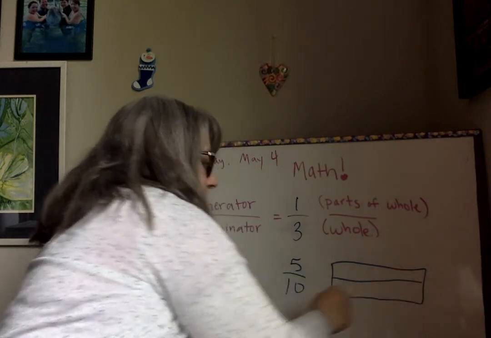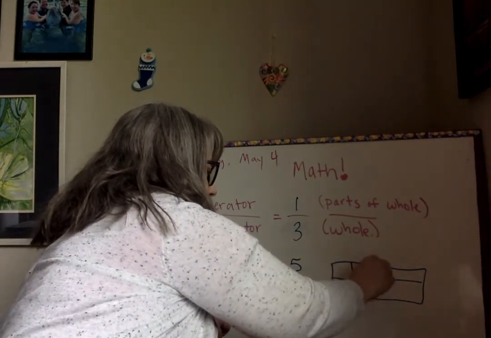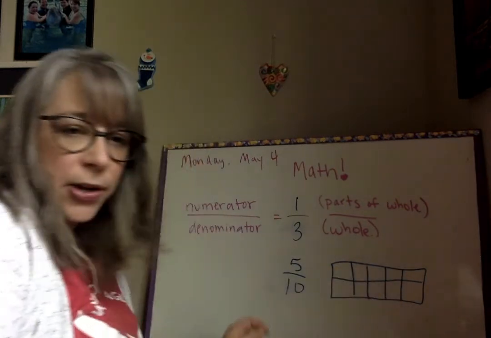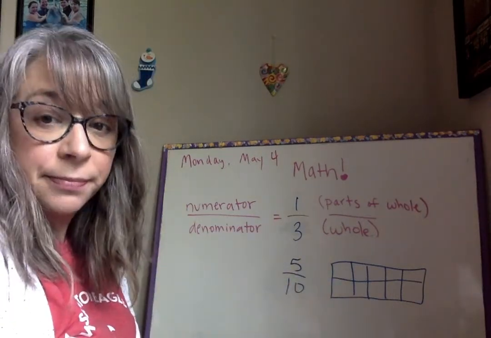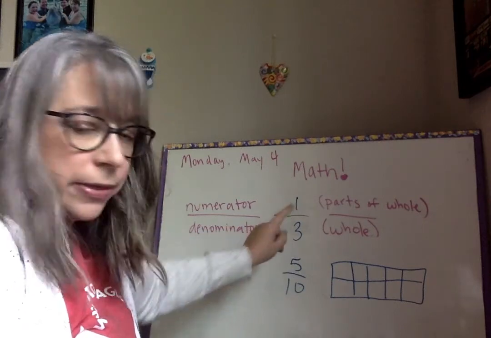Because now, we're just going to count 2, 4, 6, 8, 2, 4, 6, 8, 10. So there you go. There's our 10. And how many of these are we going to shade in? 5. You're right. We're going to shade in 5 of these. I want you to do the same thing for 1/3. Show me a third.